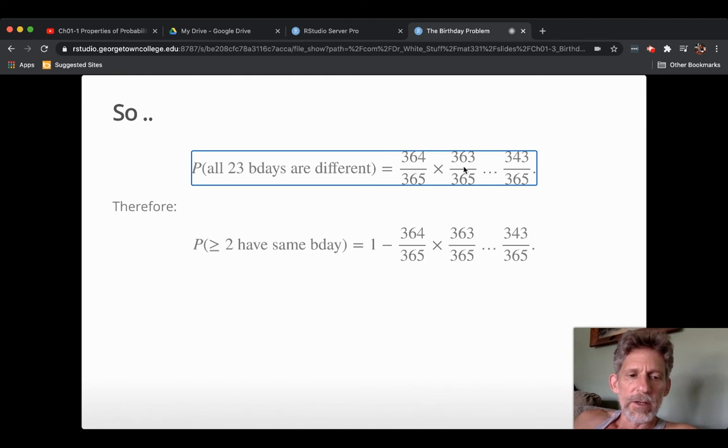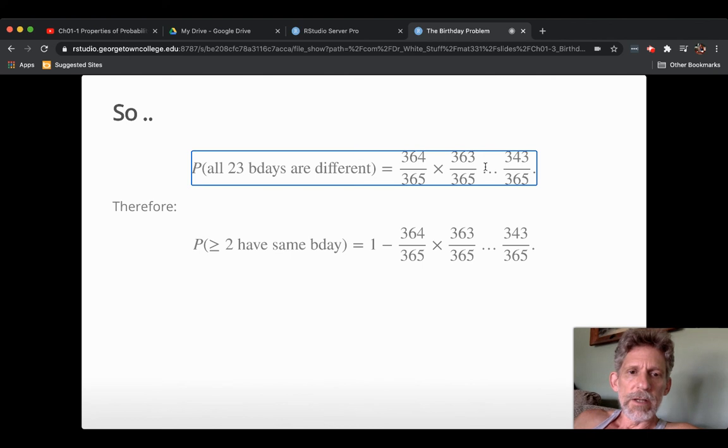And then the conditional probability that person 3 has a different birthday from persons 1 and 2, given that 1 and 2 are different. Well, given that 1 and 2 are different, they've taken 2 days out of the 365, and so there's only 363 left for person 3 out of the 365 total, so this fraction accounts for that probability.